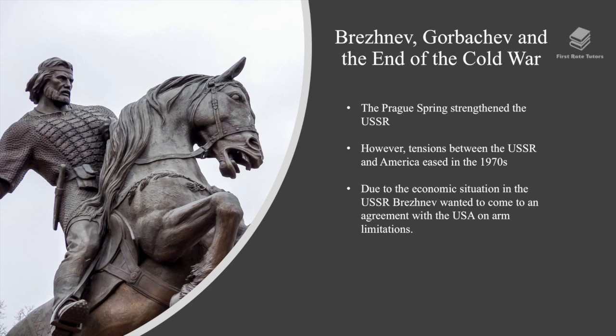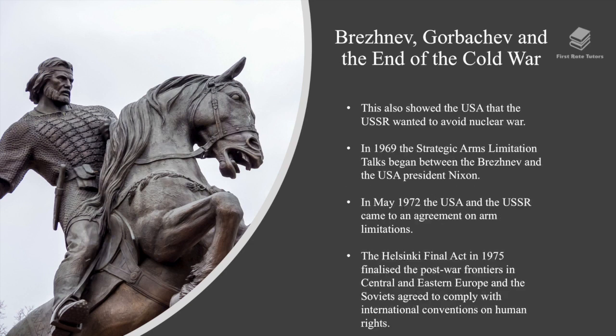However, tensions between the USSR and America eased in the 1970s. Due to the economic situation in the USSR, Brezhnev wanted to come to an agreement with the USA on arms limitations. This also showed the US that the USSR wanted to avoid nuclear war. In 1969, the Strategic Arms Limitation Talks began between Brezhnev and US President Nixon. In May 1972, the USA and the USSR came to an agreement on arms limitations.